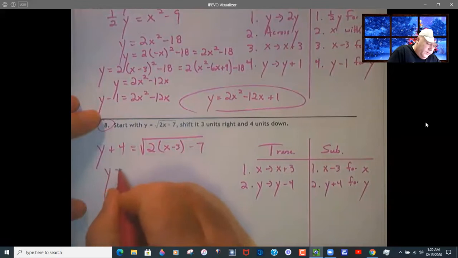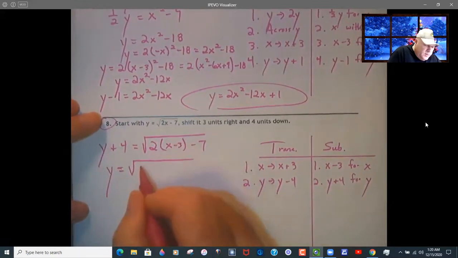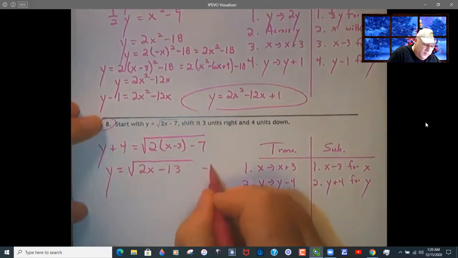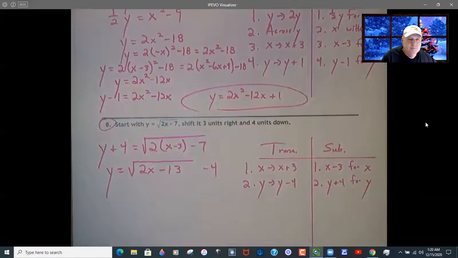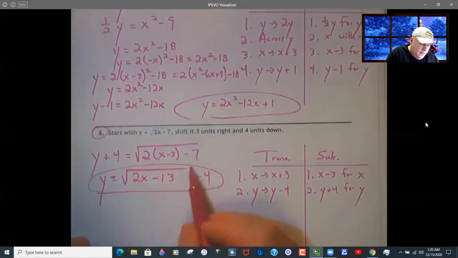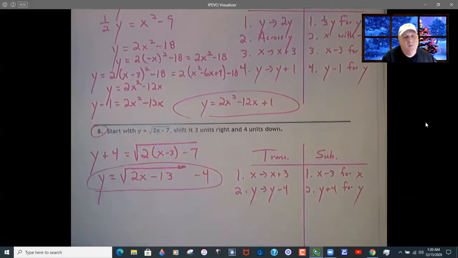All right, so we have to solve for y and simplify at the same time. So this is going to be 2x minus 13 under the square root and then minus 4 on the end. Okay, so make sure that you're not putting that 4 underneath the square root sign there. So that was a pretty easy one.